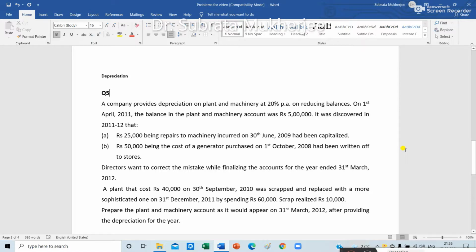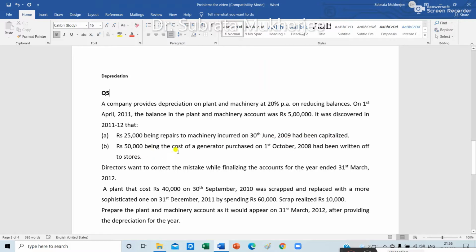A company provides depreciation on plant and machinery at 20% per annum on reducing balances. On 1st April 2011, the balance in the plant and machinery account was rupees 5 lakh. It was discovered in 2011-12 that rupees 25,000 being repairs to machinery incurred on 30th June 2009 had been capitalized.